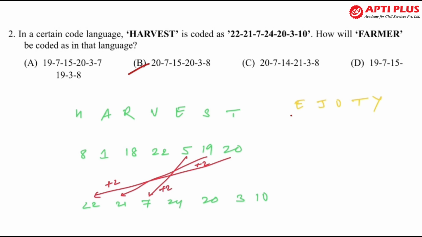And here is a way that you can remember some of the important numbers, like E is 5, J is 10, O is 15, T is 20, Y is 25, that is EJOTY.